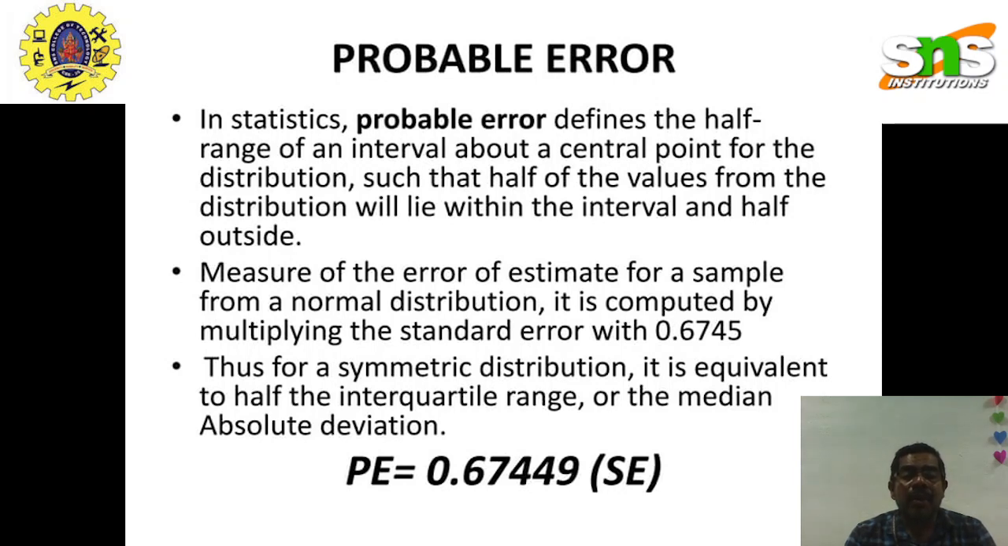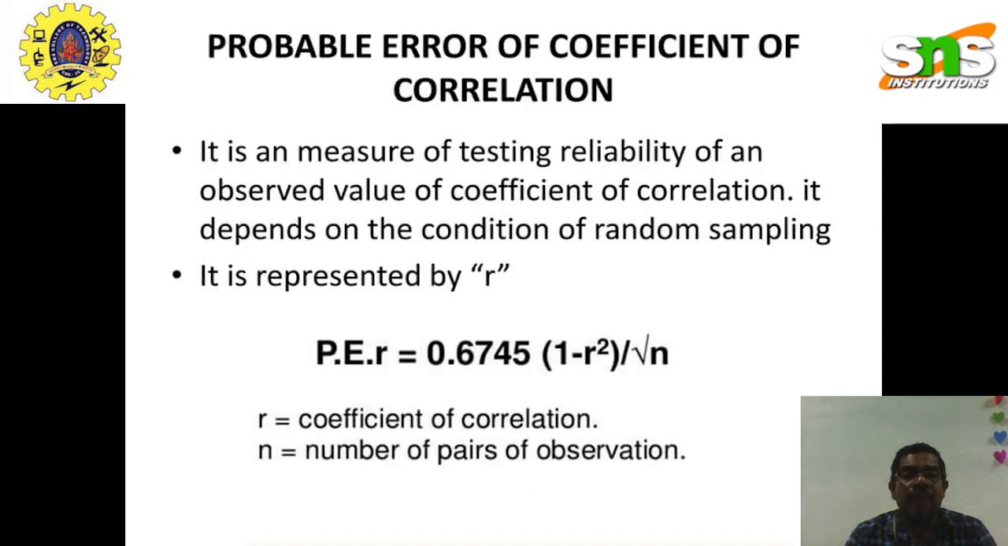When I go with the symmetric distribution, I have to compute half of the interquartile range or the median of the absolute deviation. When we talk about the probable error, the value should always be between 0 and 1, that means 0.0 to 1.0. So it is making a relativity with the standard error. So the SE should lie between 0 and 1.